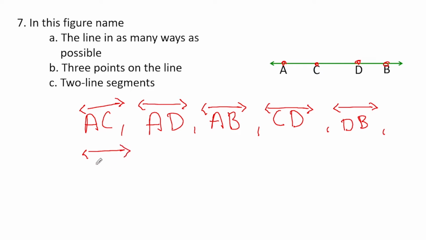Can we name this in any other way? Let's see. Have we done BA? Yes, we have done AB, and it's just the same. And are there any other ways? No, there isn't any other way. So these are the different ways how you can name the line. Let me repeat it. Line AC, line AD, line AB, line CD, line CB, and line DB.